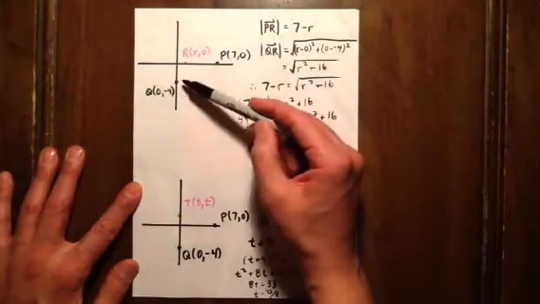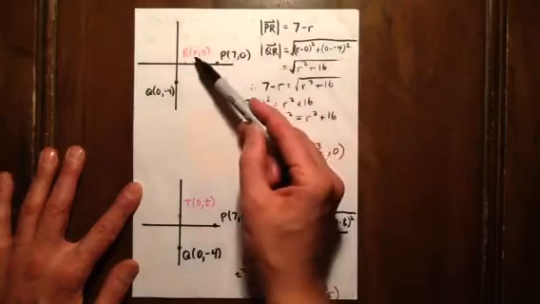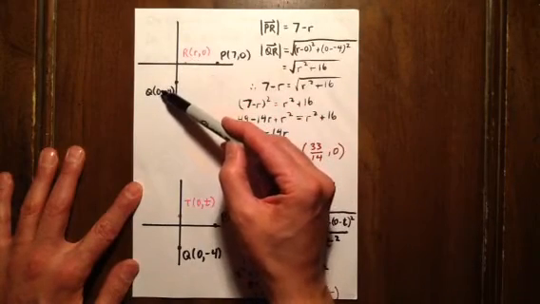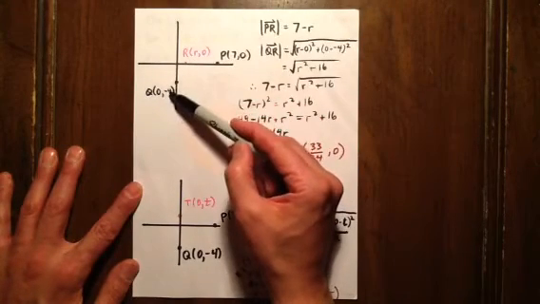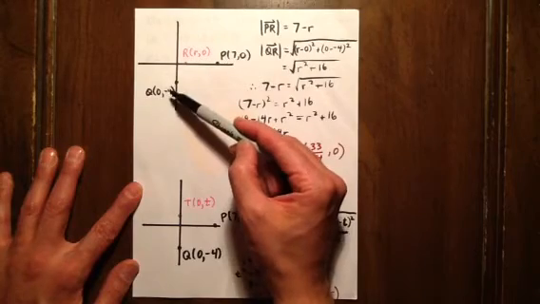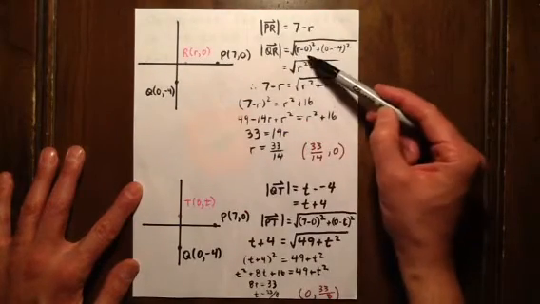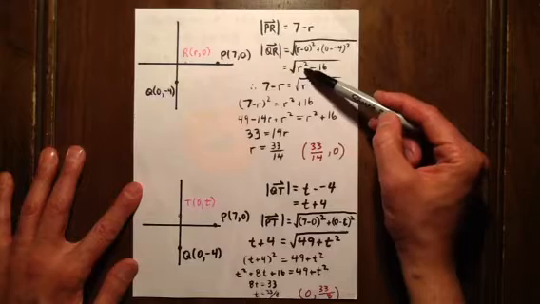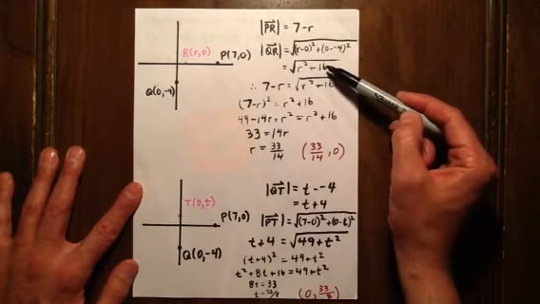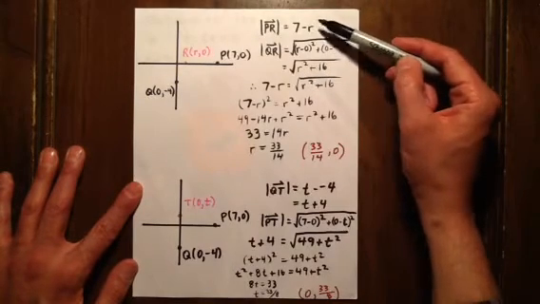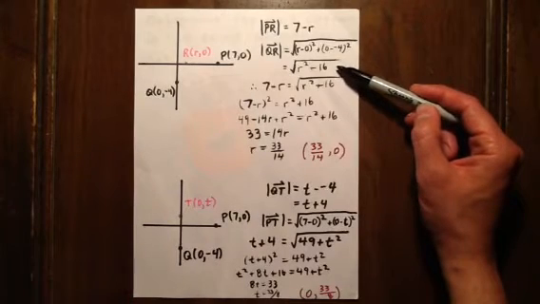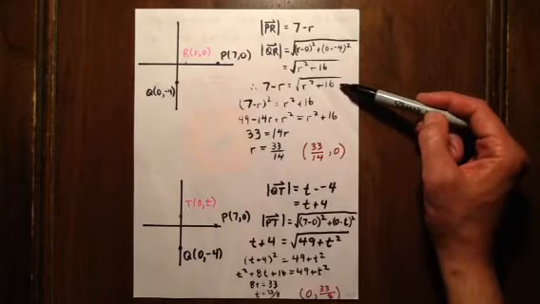The magnitude of QR is going to be (r minus 0) squared plus (0 minus -4) squared, and then that entire quantity square rooted. So what we have is the square root of r squared plus 16. So we see that 7 minus r has to equal the square root of r squared plus 16. And so we write that out.